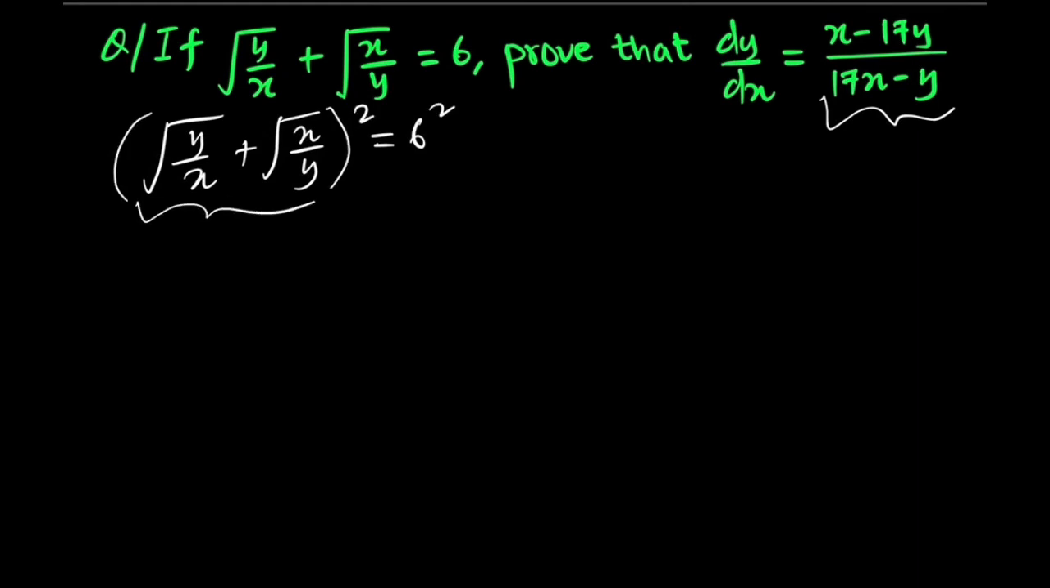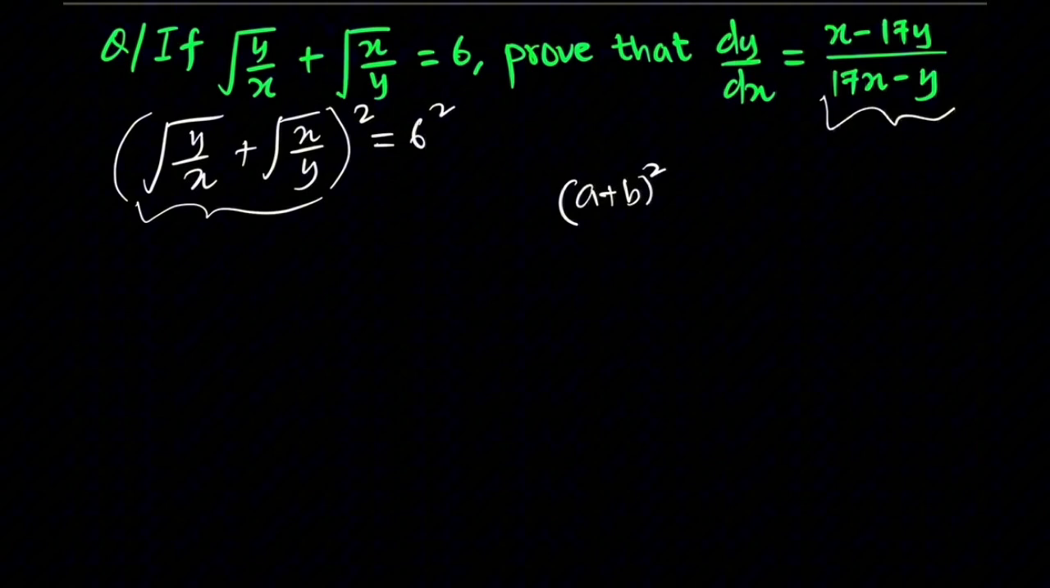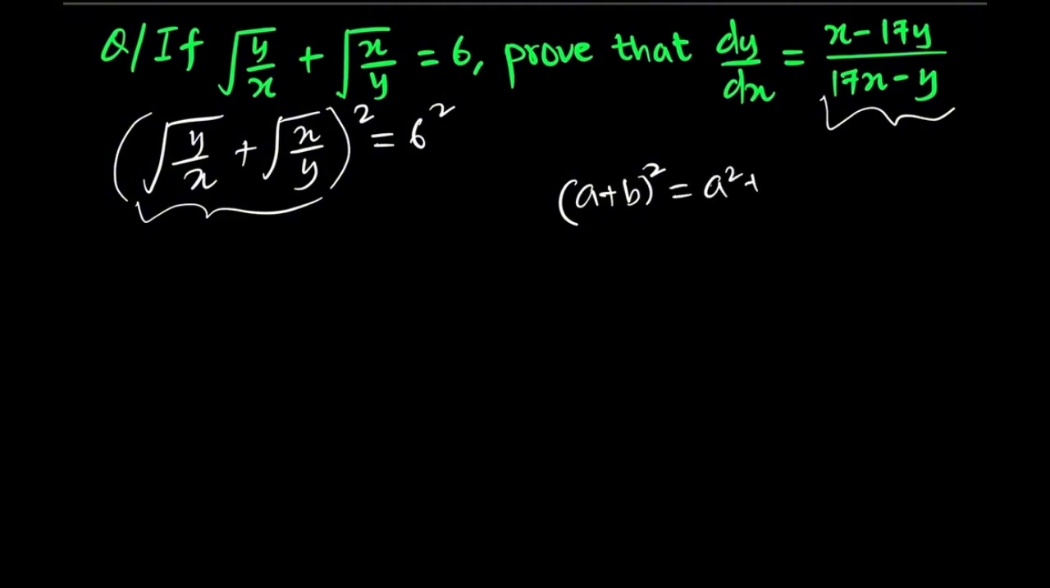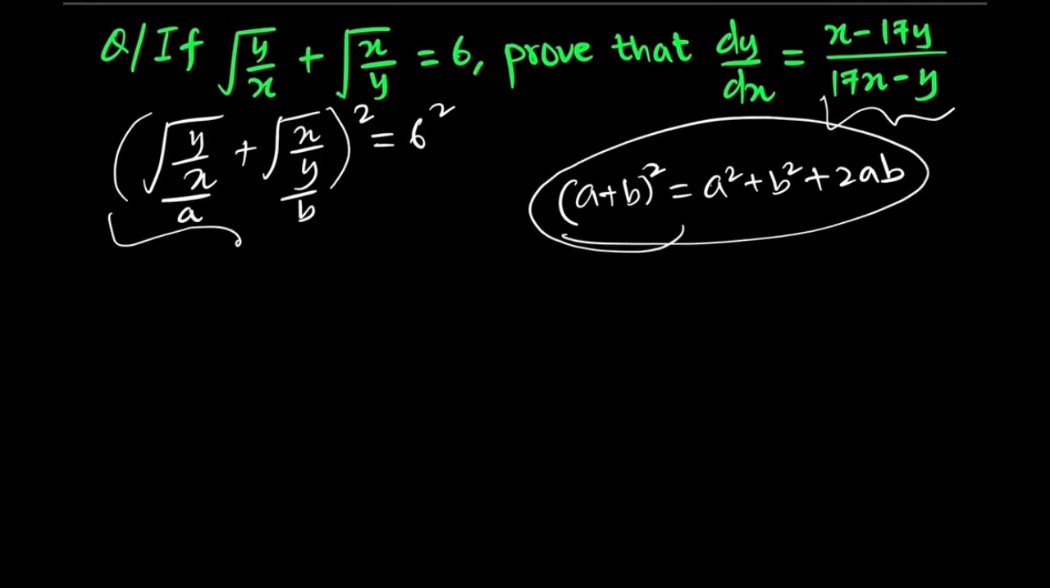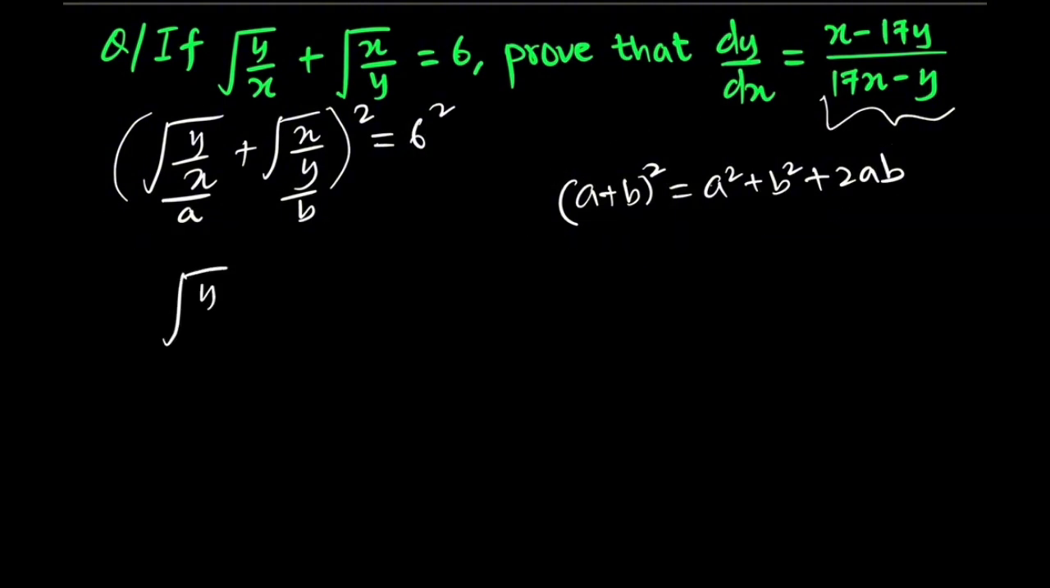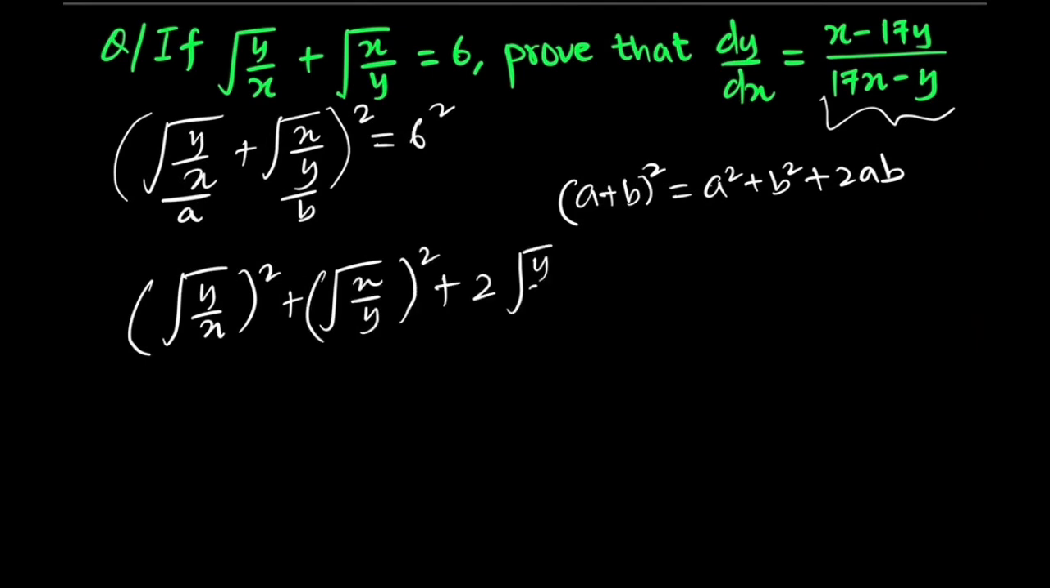On this side, it becomes a plus b whole square, which is equal to a square plus b square plus 2 times ab, which you might have learned in the lower classes. So let this be a and let this be b. So let's use this formula to expand this one. A square means square root of y over x whole square plus b square means square root of x over y whole square plus 2 times a is y over x times b is x over y, which is equal to 6 square means 36 on the other side.